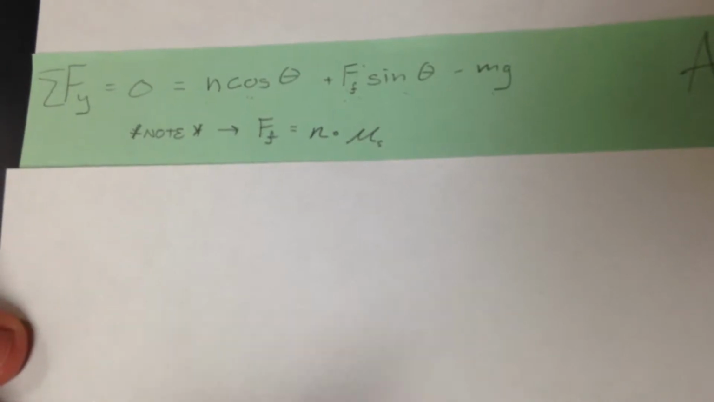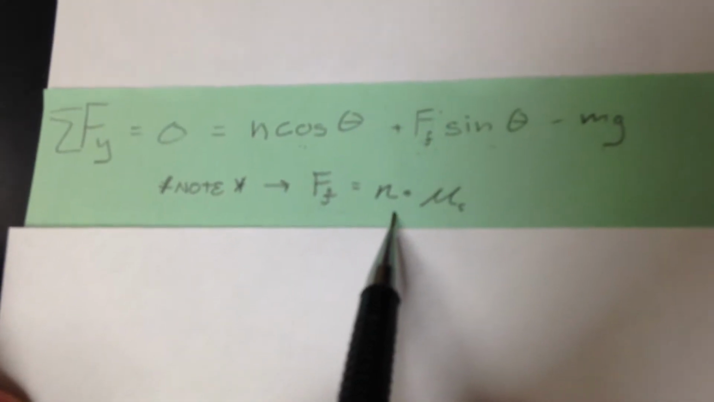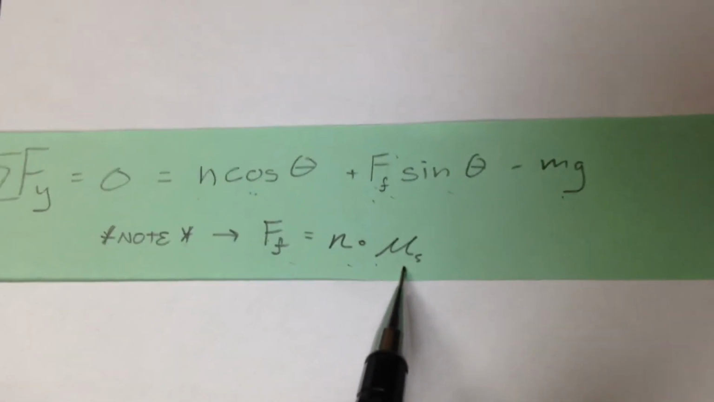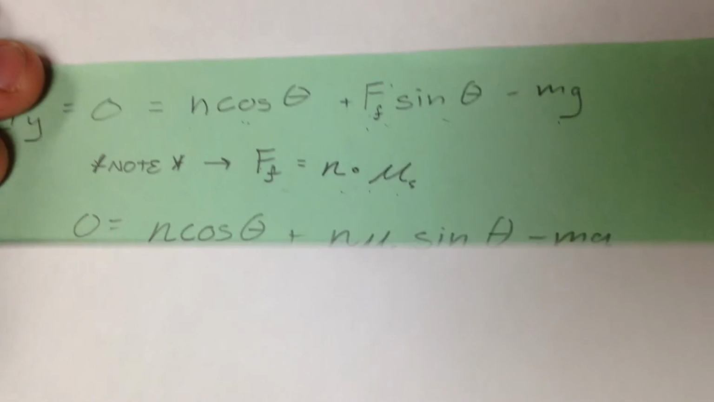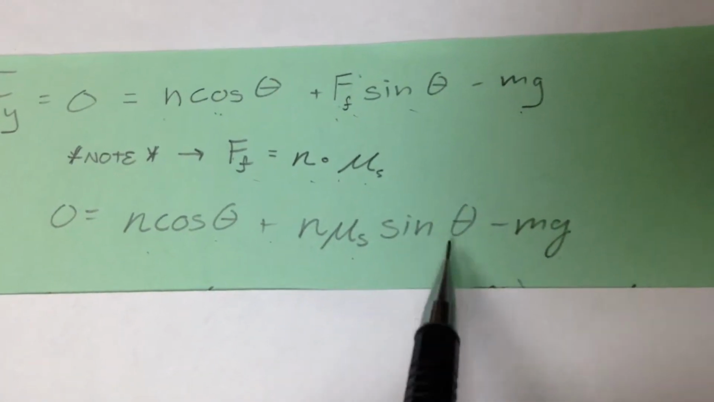We need to solve for n. Now, the first thing we need to note is that force of friction is equal to n, the normal force, times mu s, which is the coefficient of friction. We sub that in. N cosine theta plus n mu s sine theta minus mg.